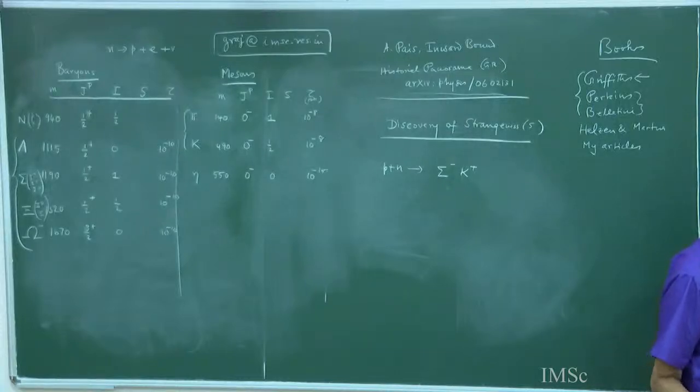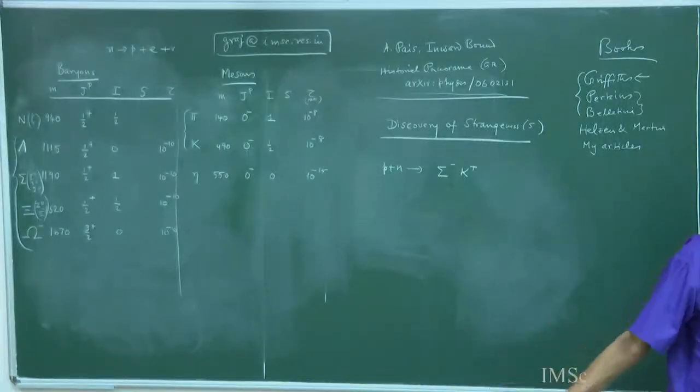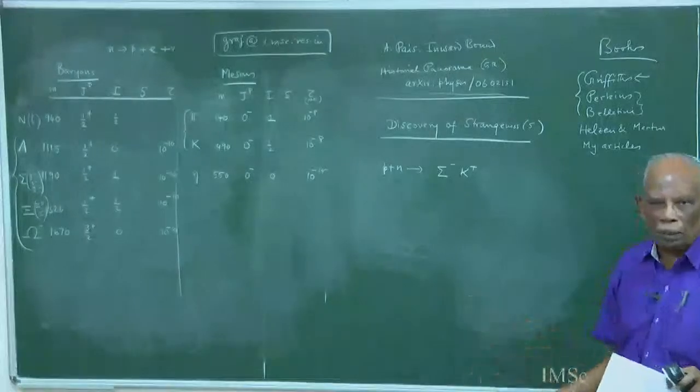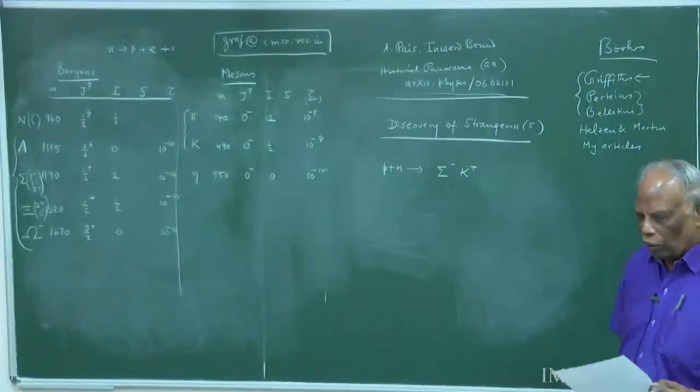Cosmic rays contributed so much to particle physics, as I already mentioned. In fact, all these particles were discovered in cosmic rays. Since they have very high energy, when they collide with atmospheric nuclei, they can produce many particles. That is how many particles were originally discovered.